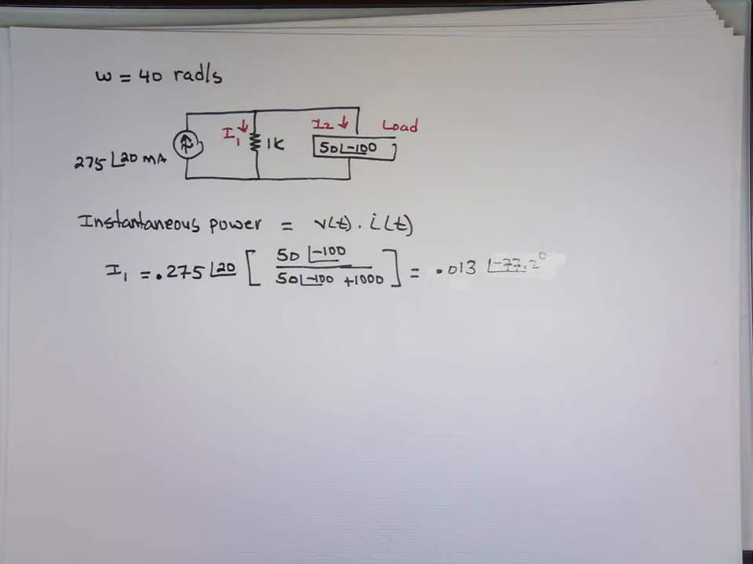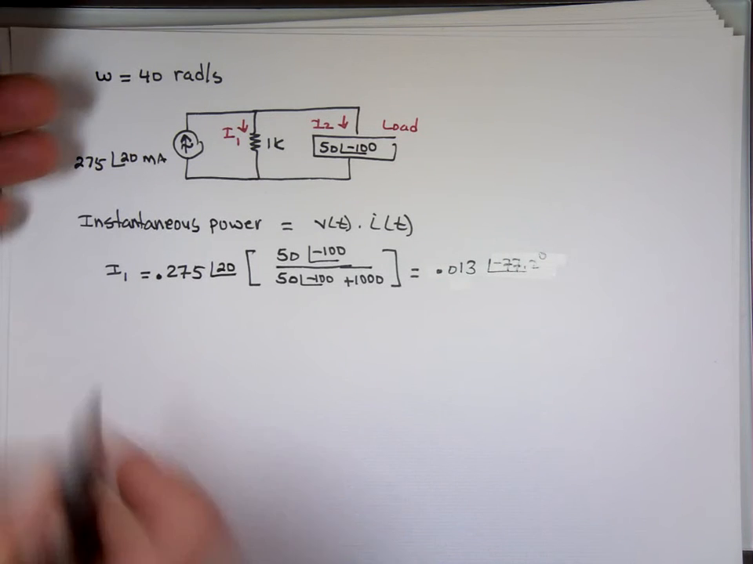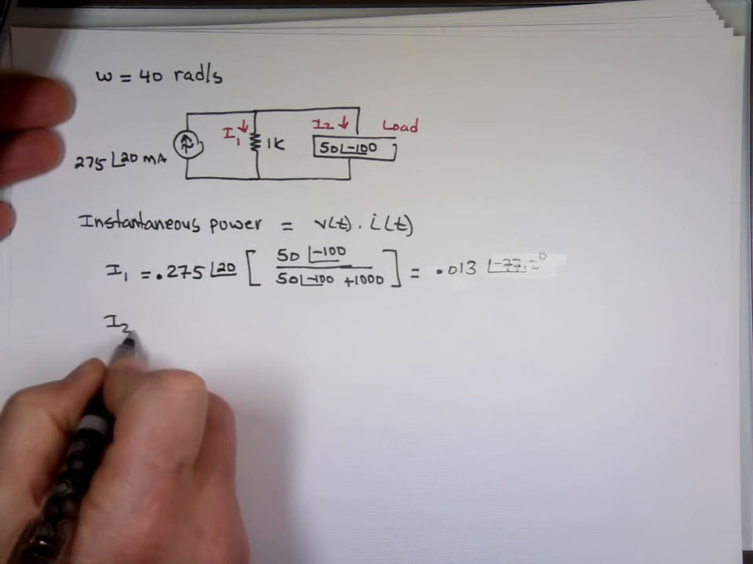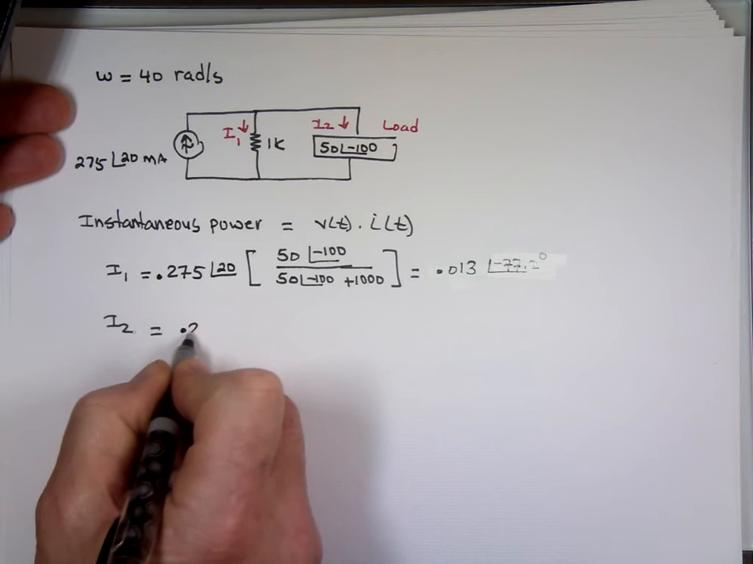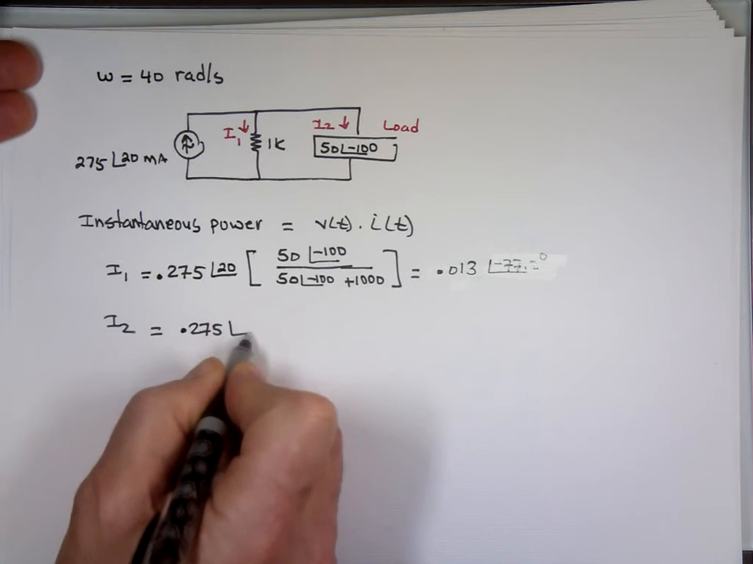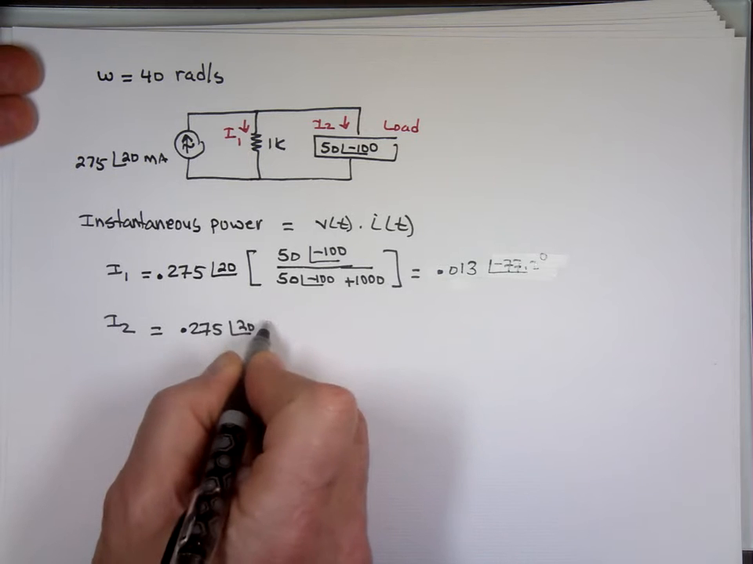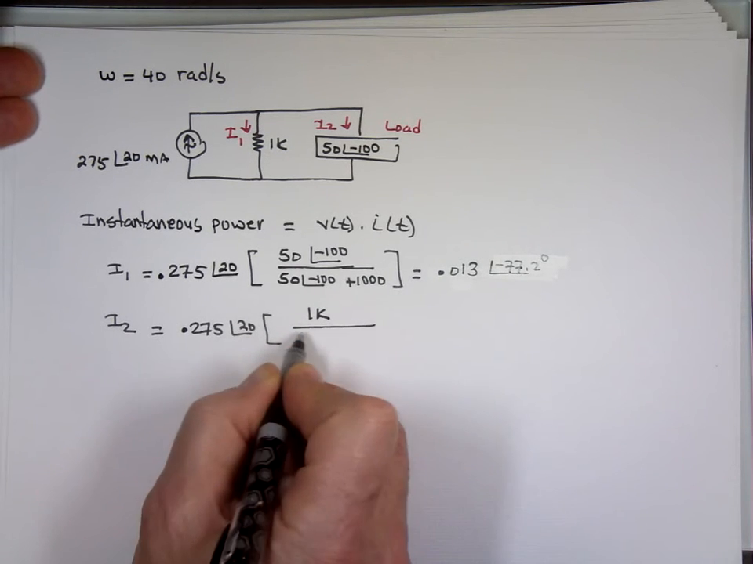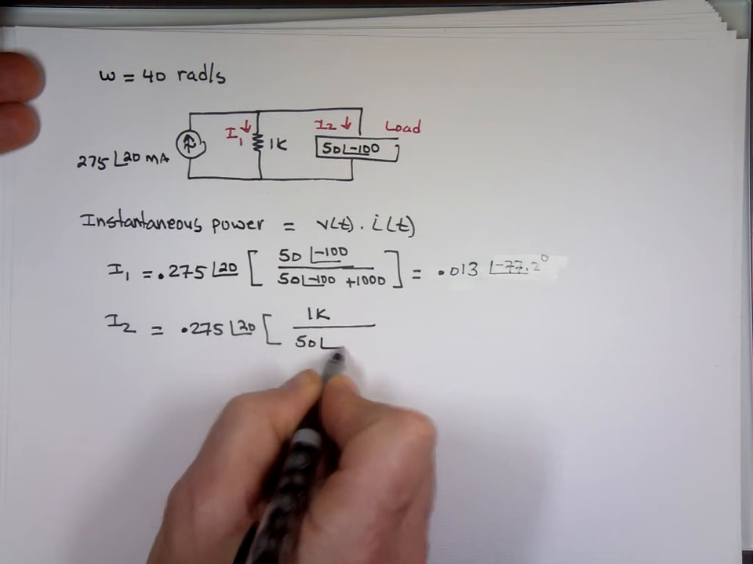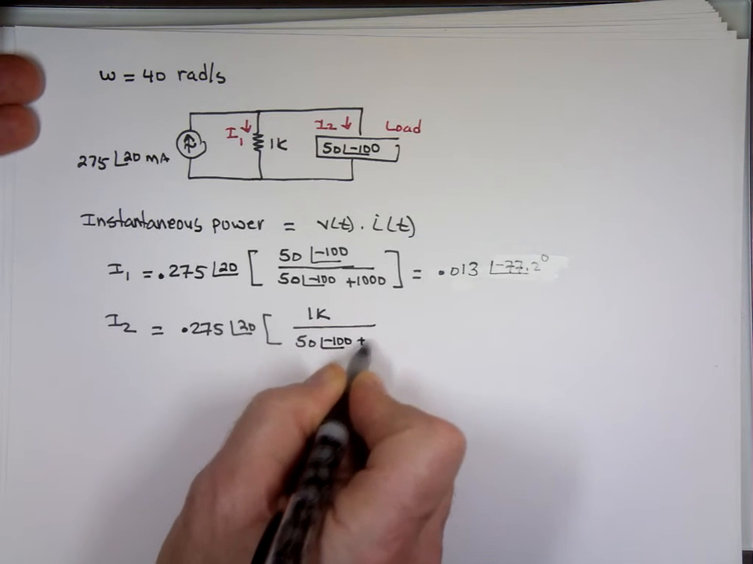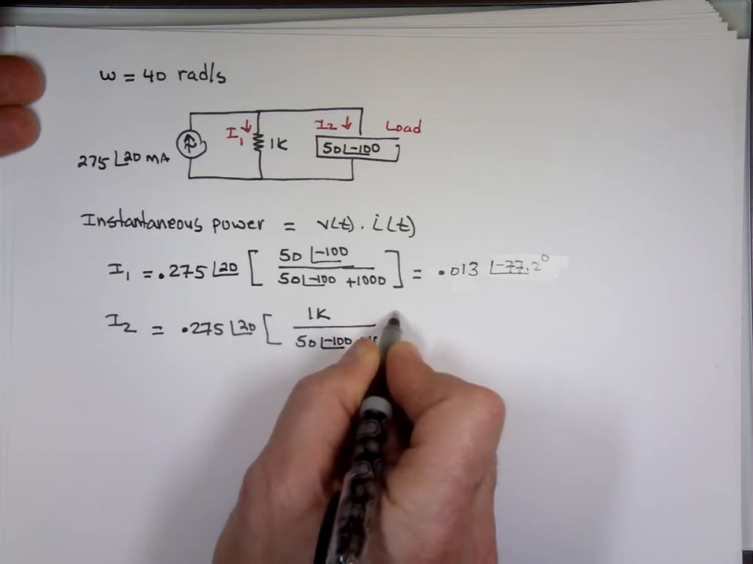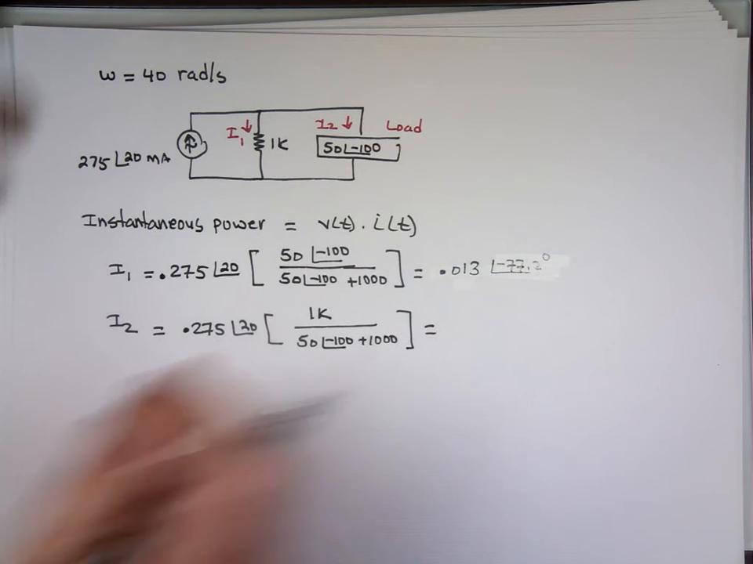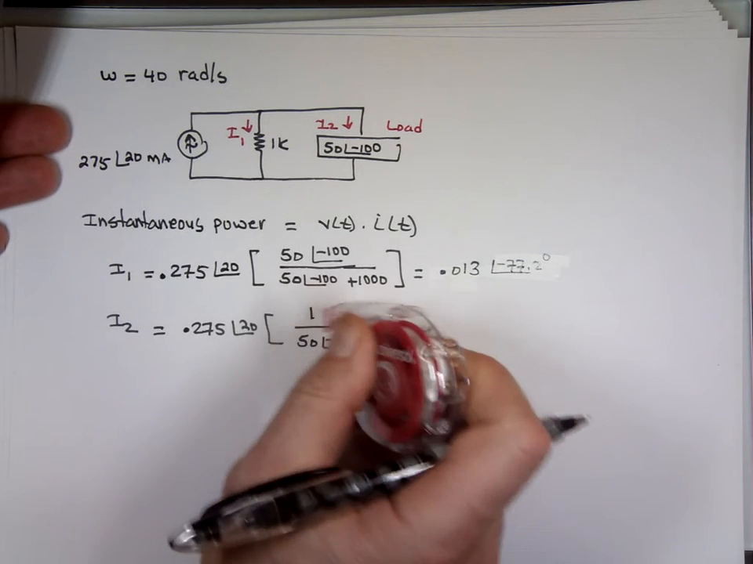And let's find I sub 2 while we're at it. It's 0.275 angle 20. If I'm looking for I sub 2, I'm going to use the 1K on the top. The bottom is going to be what? 50 angle negative 100 plus 1,000. Remember, 1K is 1,000. Maybe I'll put 1,000 instead of 1K so you don't make a mistake.